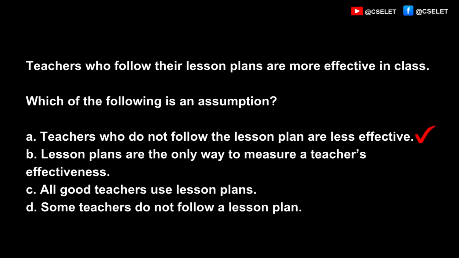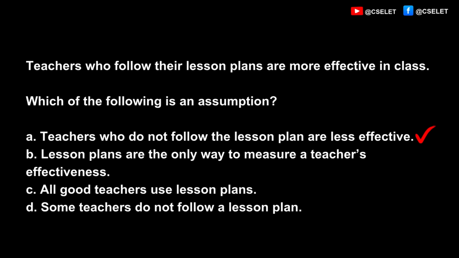Now, bakit si A ang tamang sagot? It's because the original claim says, those who follow the lesson plan are more effective. So, it assumes that not following it makes you less effective. This is the hidden idea that supports the statement, and this contrast strengthens the argument. Let's take a look at the other choices para malaman natin kung bakit sila mali.